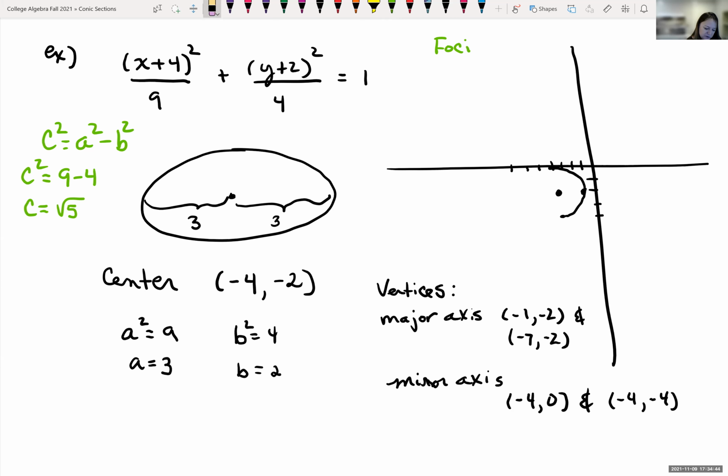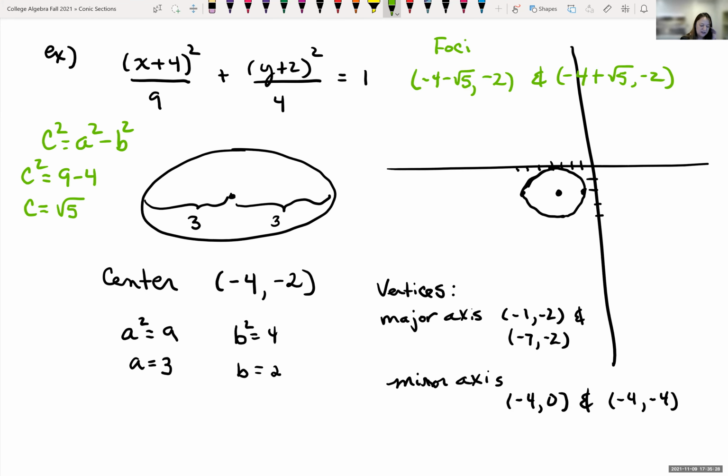I don't like how my ellipse looks. That looks a little better. Okay. Anyway, so let's add and subtract, and I'm just going to put it in the exact form. So let's just leave it like that. So adding and subtracting root 5 from my x value. My x value of my center was -4. So I have -4 minus root 5, -2, and -4 plus root 5, comma, -2.